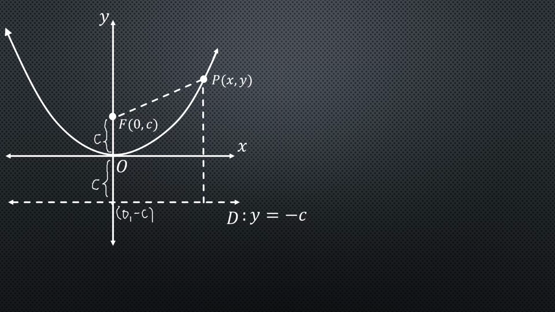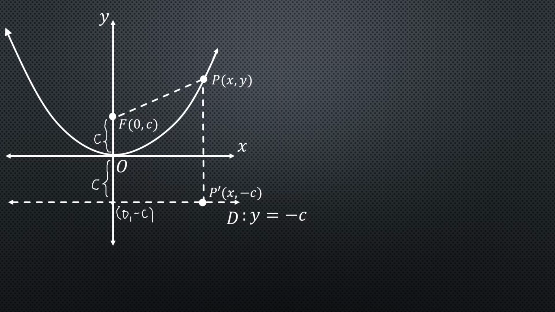negative c. Now, the point of intersection between the vertical line passing through point P and the directrix, let us call it P prime. It must be passing through the coordinates x, negative c. Since this is a vertical line passing through point P, the point on the directrix and point P will have the same x coordinates. Now that we have the important points on the figure of the parabola, we can derive its equation.